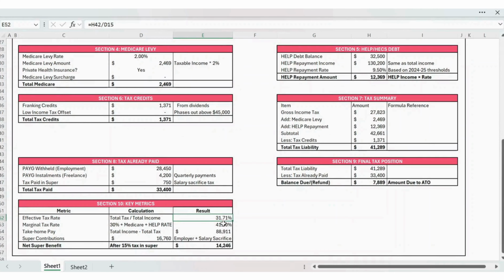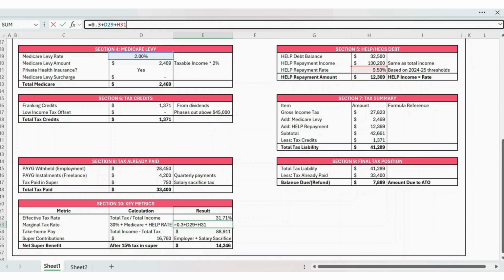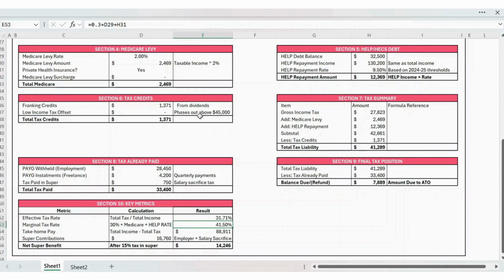Marginal tax rate. This is the tax on his next dollar earned. It's 30%, his income bracket, plus 2% Medicare, plus 9% HELP rate, equals a whopping 41%. Take-home pay, total income, minus total tax equals $89,561 for the year. Super contributions and net benefit, he has $16,760 in super. After the 15% tax applied within the fund, the net benefit is $14,246.